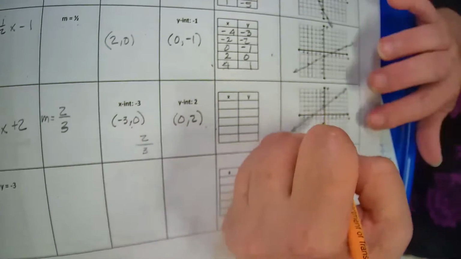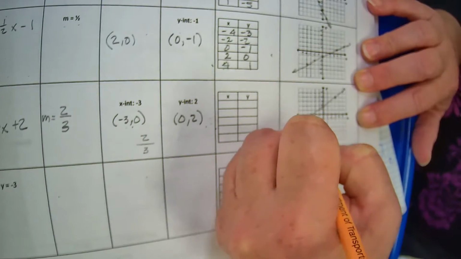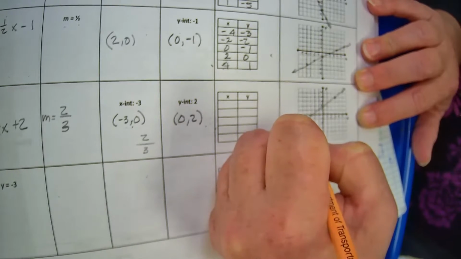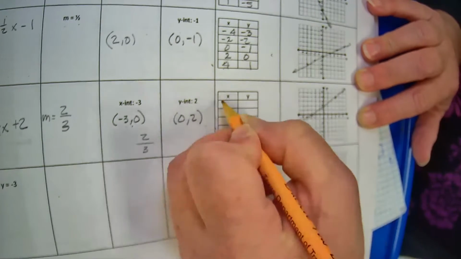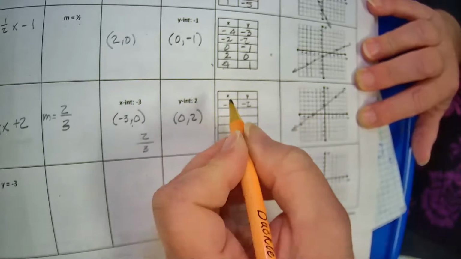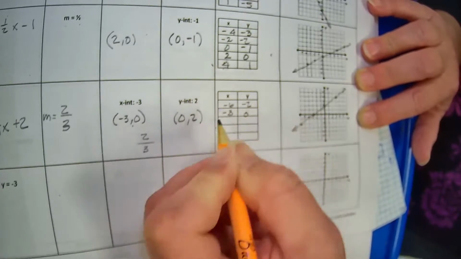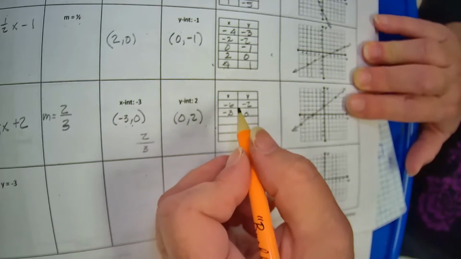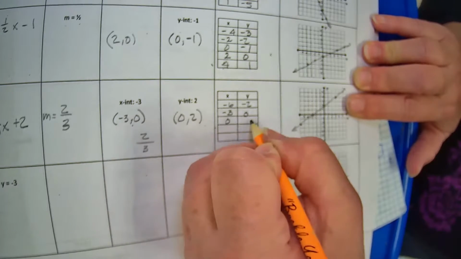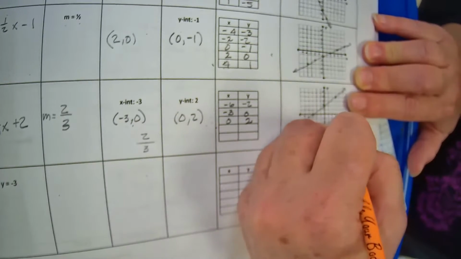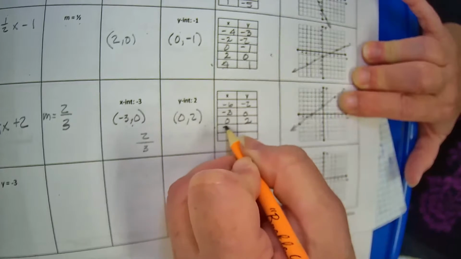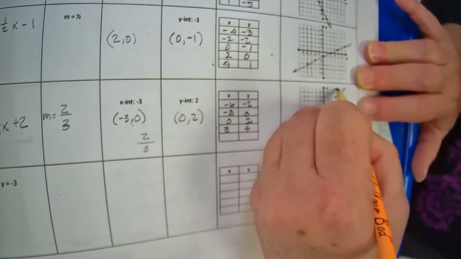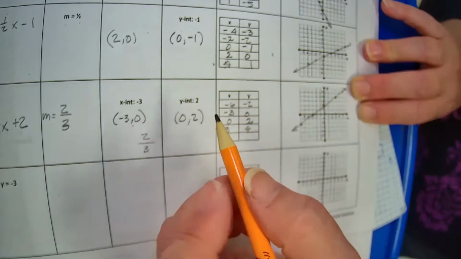Okay, and 1, 2, 1, 2, 3. Okay, so negative 6, negative 2, negative 3, 0, 0, 2, 3, 4, 2, 1, 2, 3, so 6, 6. There we are. Any questions?